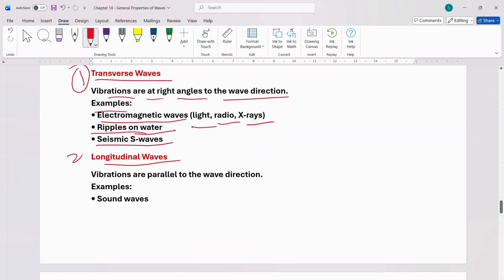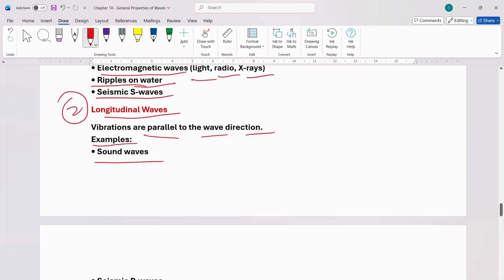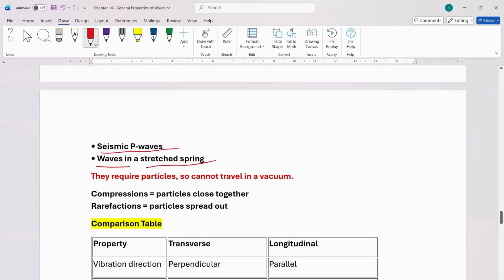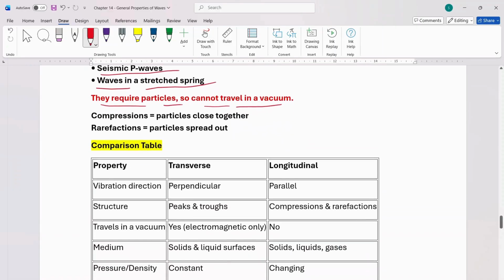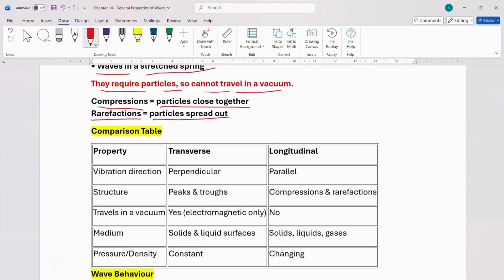Now let's talk about longitudinal waves. Vibrations are parallel to the wave direction. Examples: sound waves, seismic P waves, waves in a stretched spring. They require particles, so they cannot travel in a vacuum. Compression means particles are close together. Rarefaction means particles are spread out.